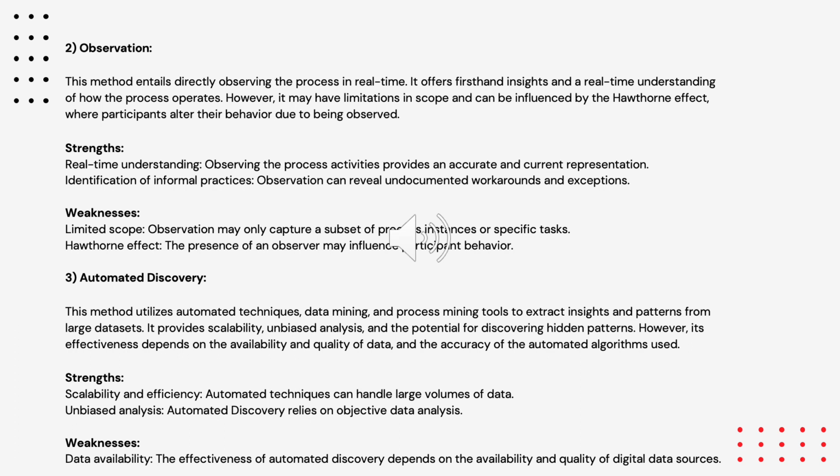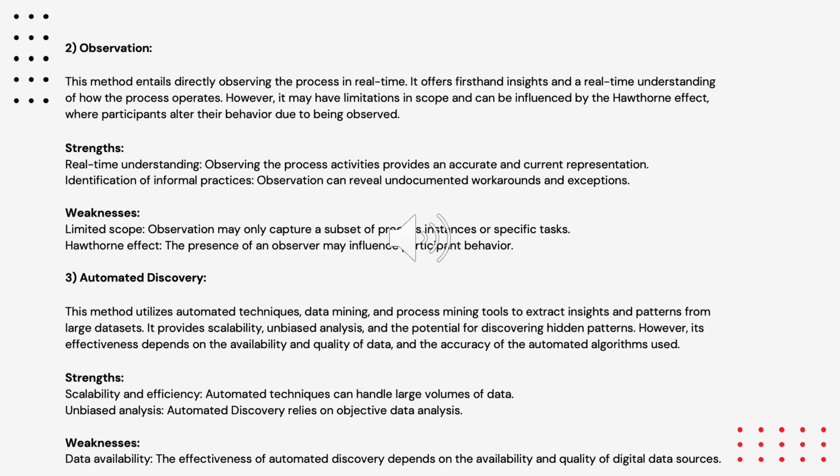And we're going to go to the third key method, which is automated discovery. This method utilizes automated techniques, data mining, and process mining tools to extract insights and patterns from large data sets. It provides scalability, unbiased analysis, and the potential for discovering hidden patterns. However, its effectiveness depends on the availability and quality of the data and the accuracy of the automated algorithms used. And it also has some strengths and weaknesses.